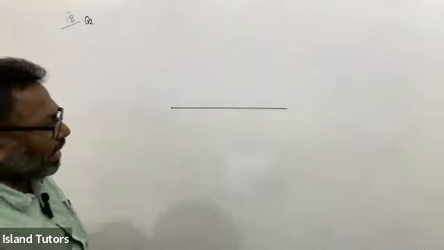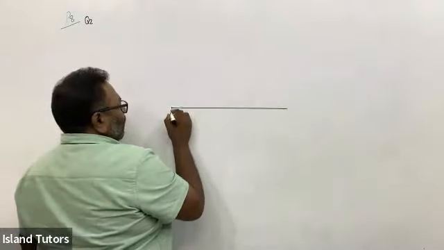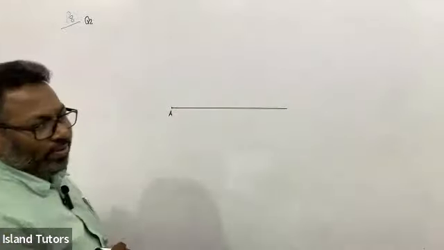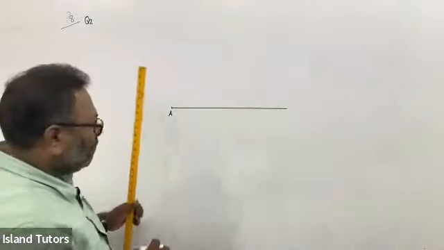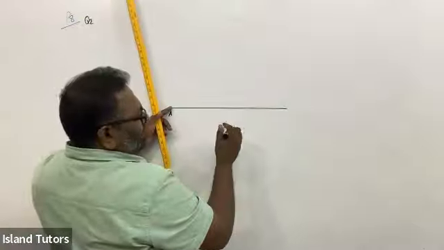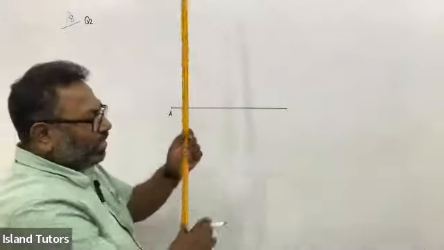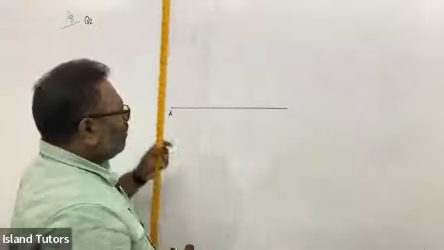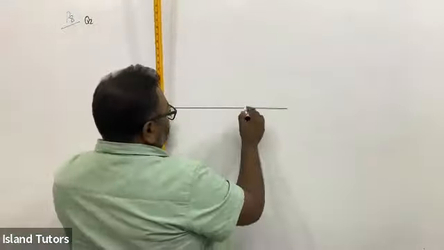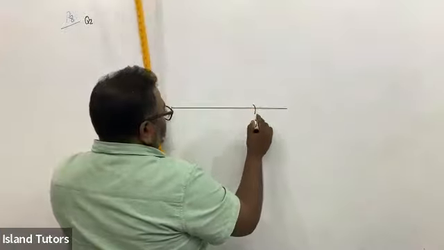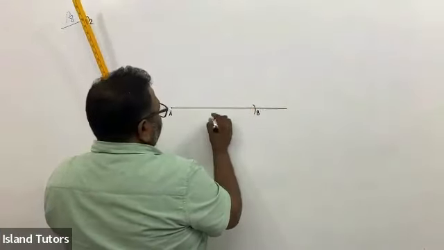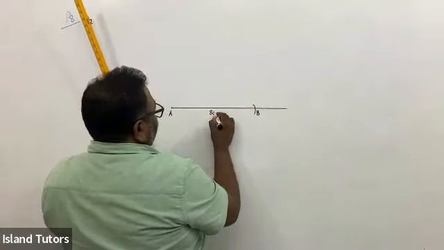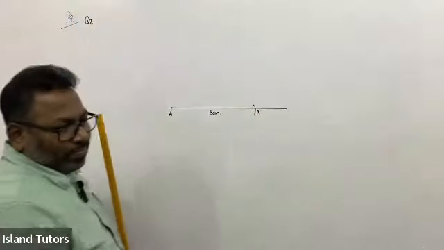Okay, I'm just taking that as a line. I'm going to mark A here. Then what I'm going to do is take your compass, keep it on A, measure 8 centimeters with your compass and the ruler. Keep your compass on A, take it and mark B. So you have 8 centimeters here.